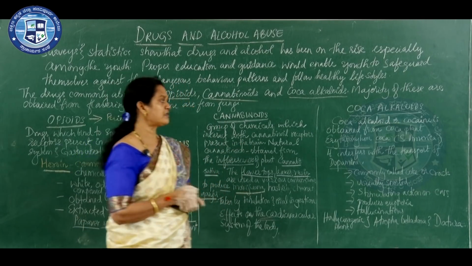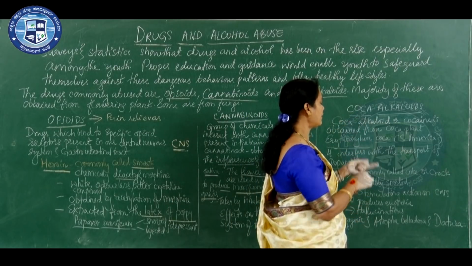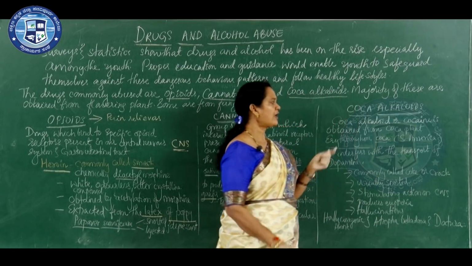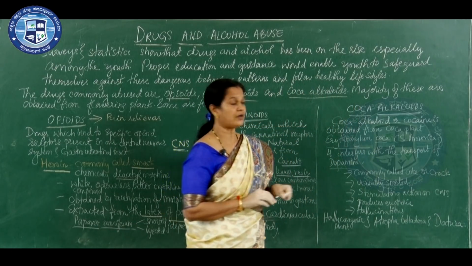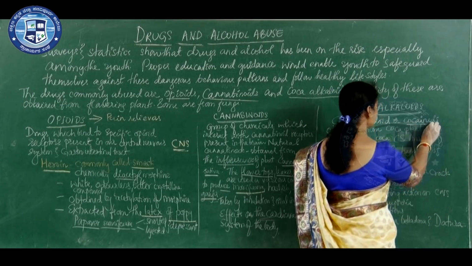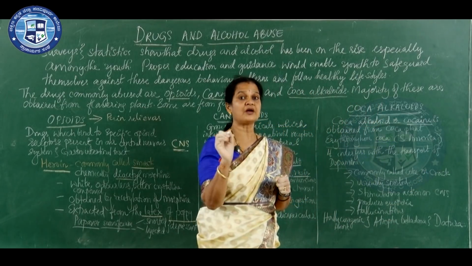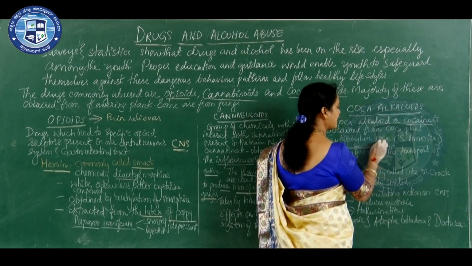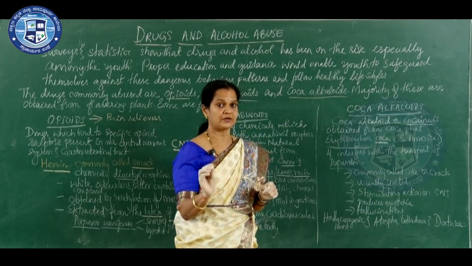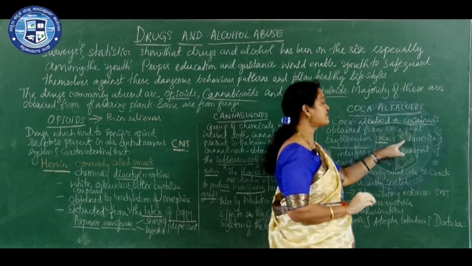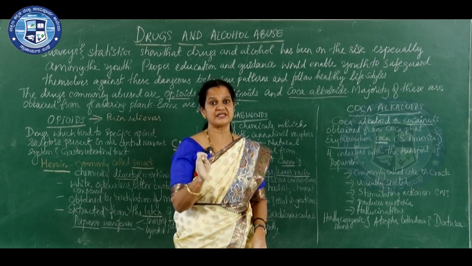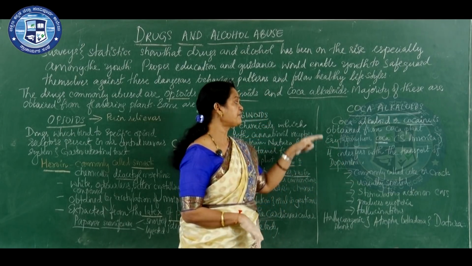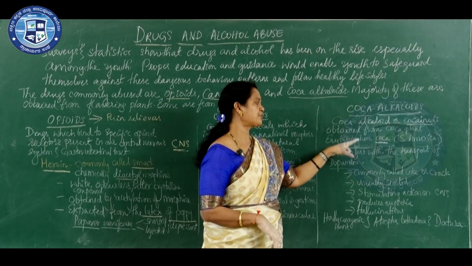Another group of drugs is coca alkaloid, or cocaine. It is obtained from the coca plant, Erythroxylum coca, its scientific name, which is a native of South America. The cocaine is obtained from this plant.